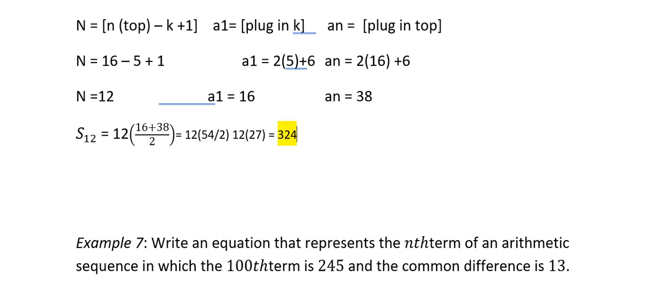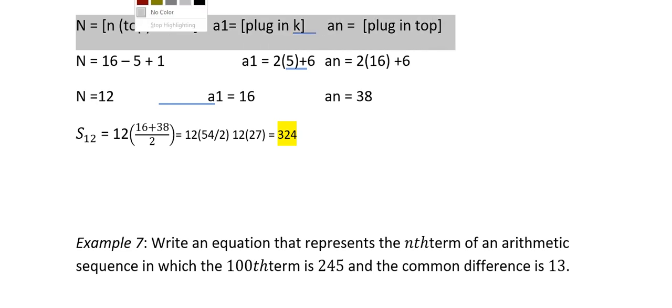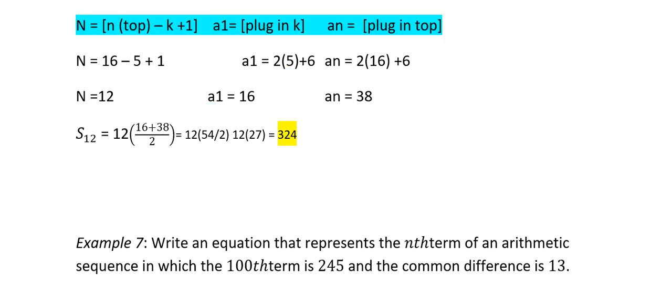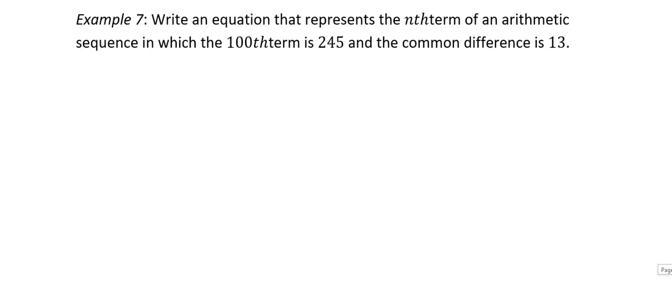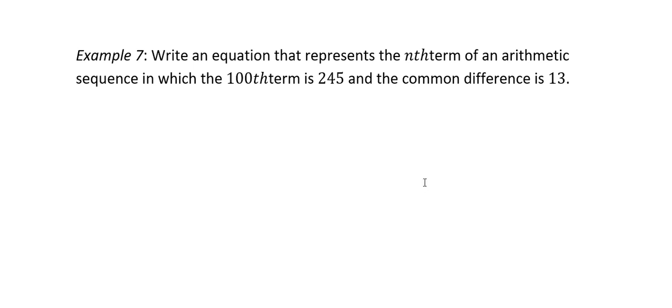The big part of this is just knowing how to find this stuff. We have to use these definitions to come up with the n, the a sub 1, and the a sub n. Okay, so thankfully this last bit is a little bit easier compared to all of that stuff we just did. Write an equation that represents the nth term of the arithmetic sequence in which the 100th term is 245 and the common difference is 13.